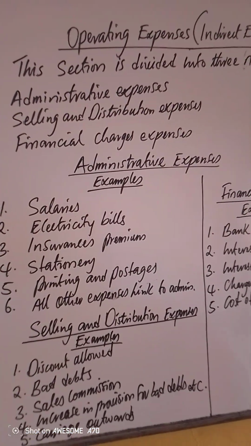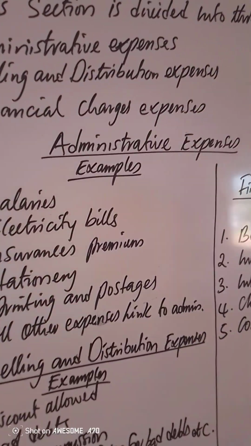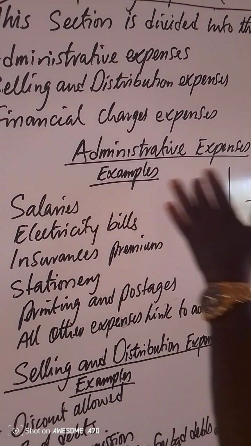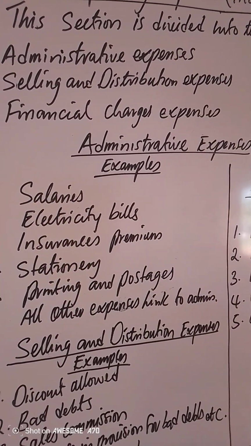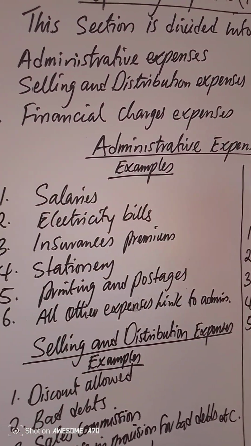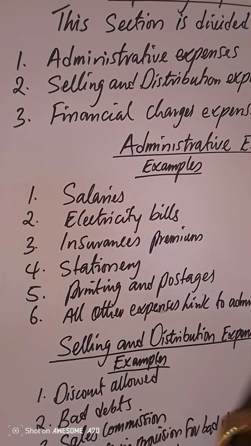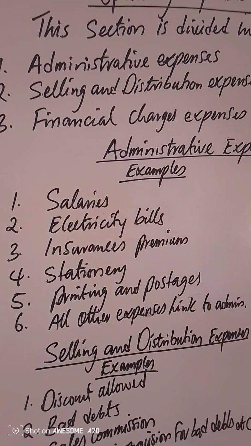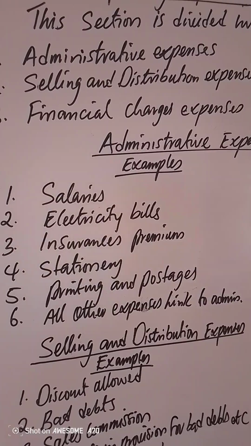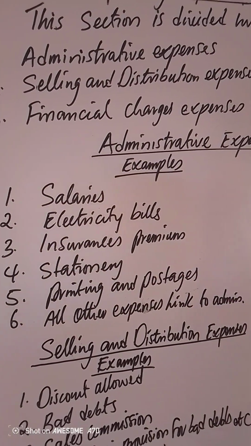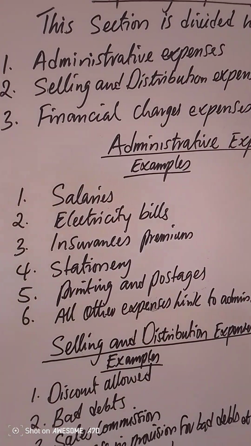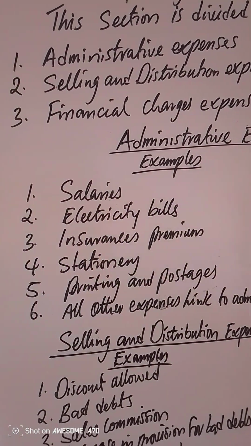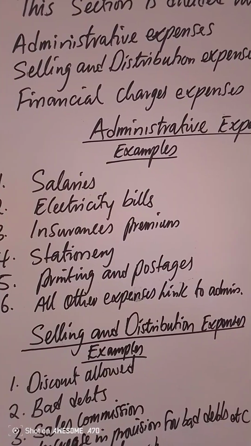Number one, we talk of administrative expenses. These are expenses that directly link to the administration of the business. Number one, we talk of salary. These salaries are handled strictly by administration. Next, we have electricity bills. Next, we have insurance premium, that is, insurance paid to insure the company or any aspect of the business.